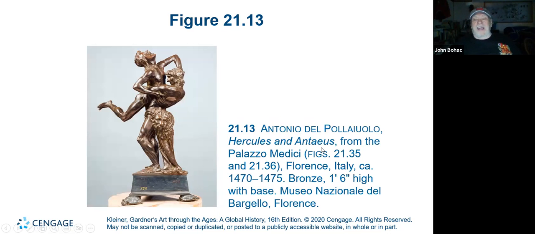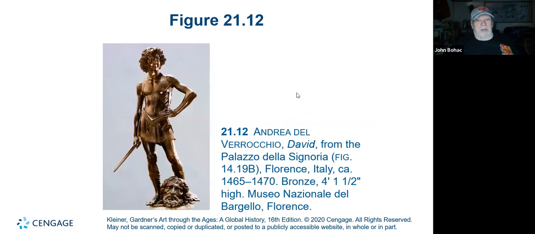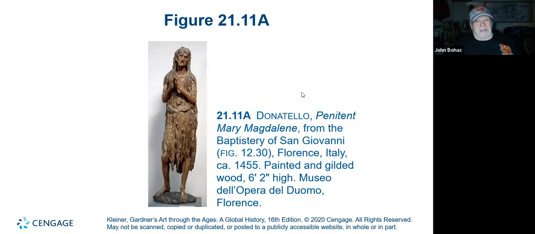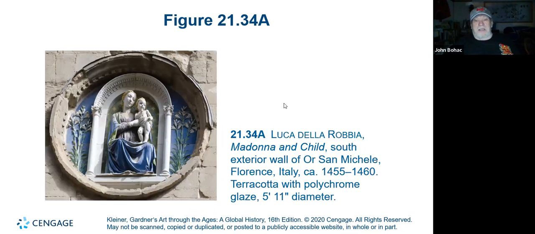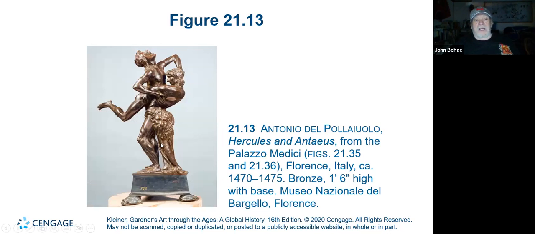Hercules and Antaeus. Whoa, this is a theme from ancient Greece. And so they're right there. They're breaking away from all of these biblical themes. This is a biblical theme. That is too, as is this. But we're starting to see an embrace of ancient Greek and Roman, and this is really pretty much in the Hellenistic style as well.